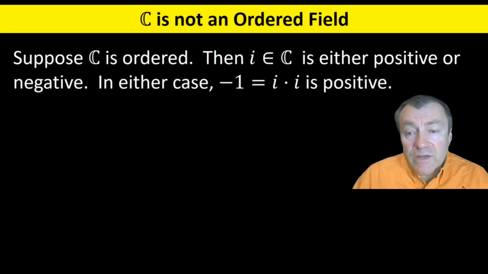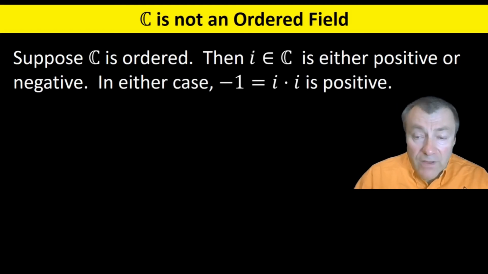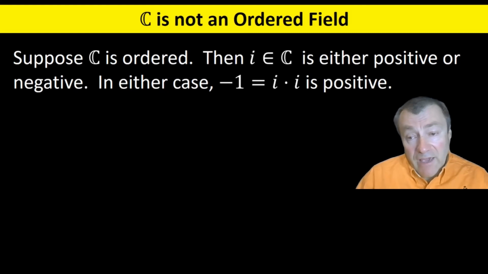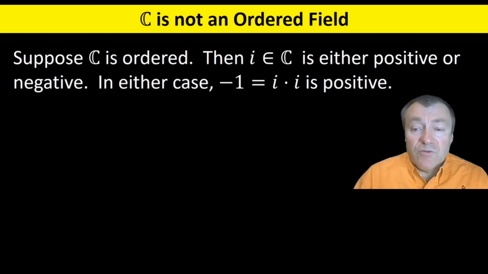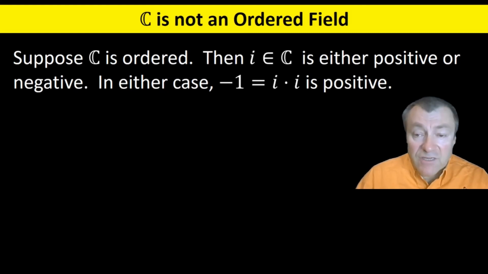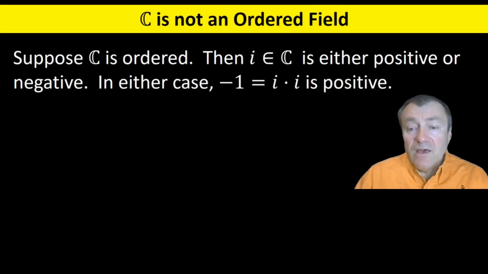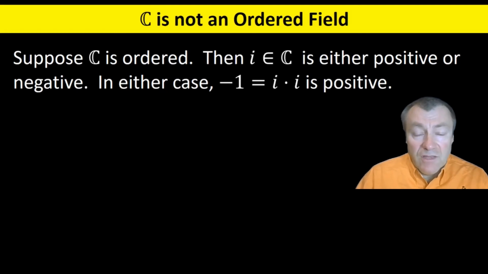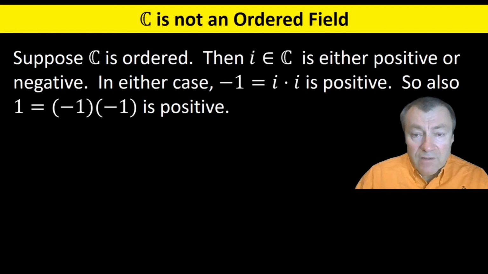Now, what is minus 1? Is that positive or negative? Well, minus 1 is i times i, which is either positive times positive or negative times negative. Either way, according to our rules, that would mean minus 1 would have to be positive. Actually, we don't have a contradiction yet. But now what about 1? Well, 1 is minus 1 times minus 1. Positive times positive makes positive.